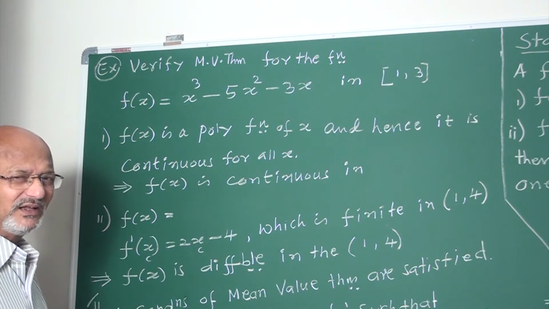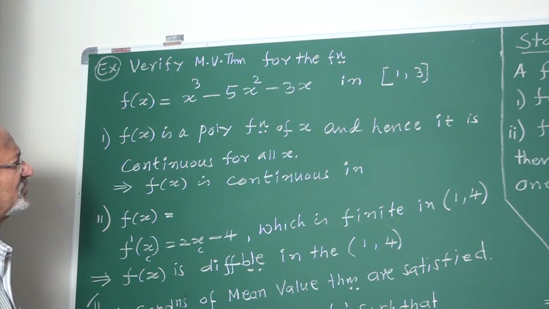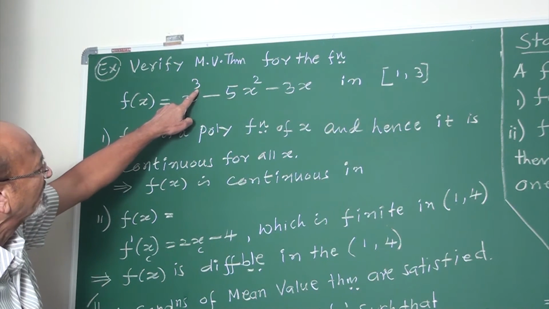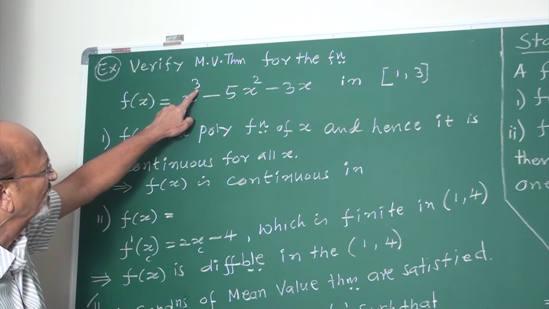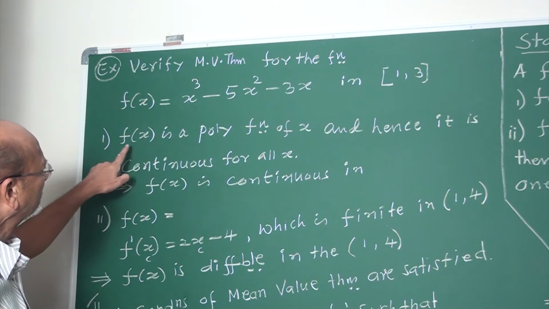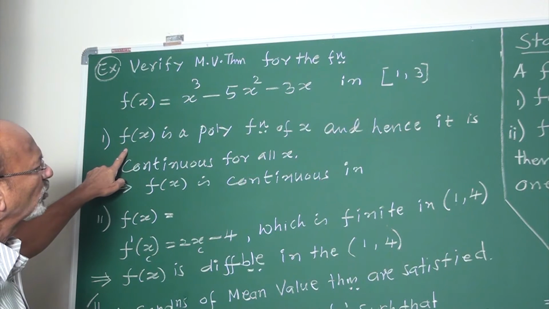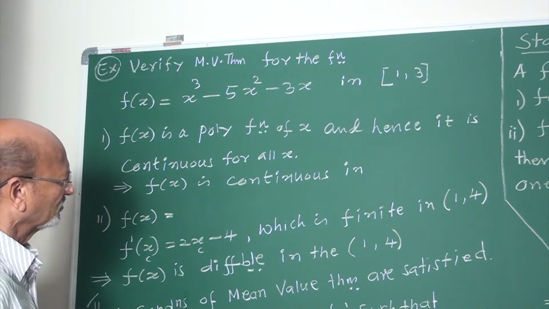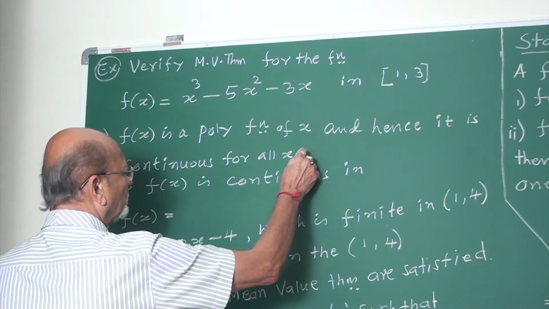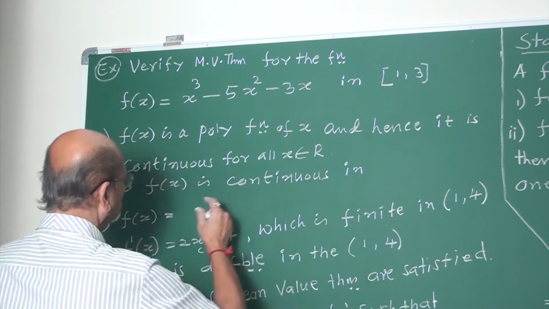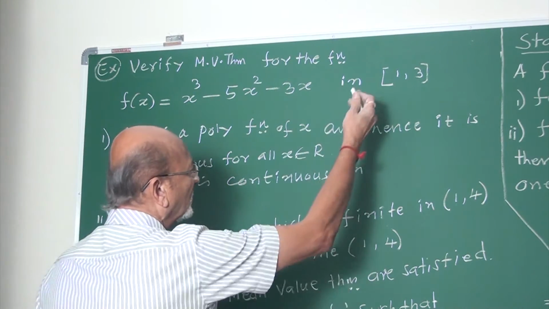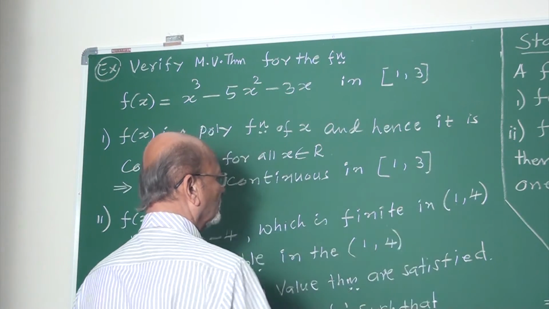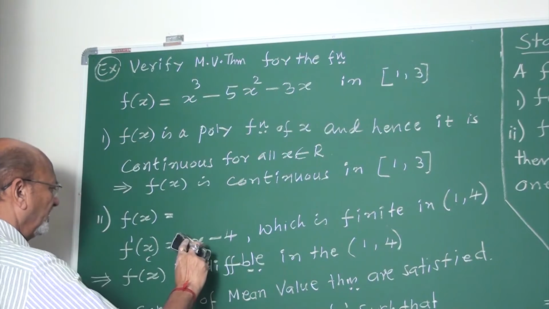Again, same lines; actually they are very simple. See, again it is a polynomial function, of degree 3. What about the previous one? Degree 2. This is degree 3. You are writing: f(x) is a polynomial function of x and hence it is continuous for all x belongs to R, meaning real values. This implies it is continuous in the particular interval, the closed interval 1 comma 3.